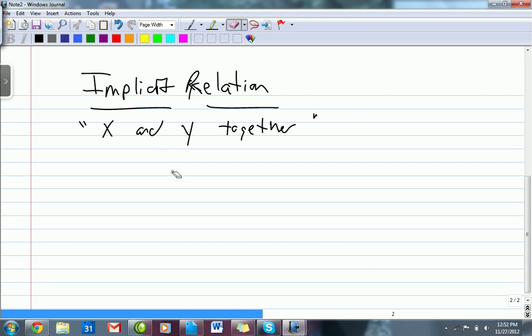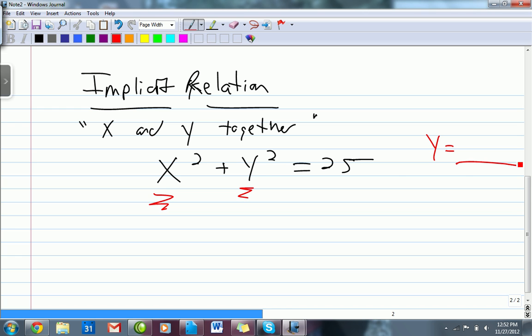The most basic example of an implicitly defined relation would be a circle. If you recall, x squared plus y squared is 25. That's a circle. It has a center of 0, the origin, and the radius is going to be the square root of 25, which is 5. Regardless, you have x's and y's on the same side of the equation. It doesn't look like y equals some function of x. In fact, when you solve for y, which you could in this case, you get y equals plus or minus the square root of 25 minus x squared. It's not a function anyway.